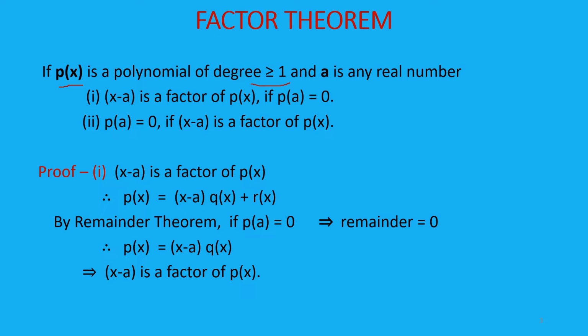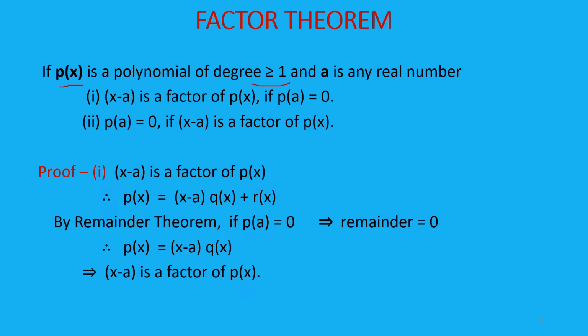First one, x minus a is a factor of P(x) if P(a) is equal to 0. And second, P(a) is equal to 0 if x minus a is a factor of P(x). And I will explain you in simple words.